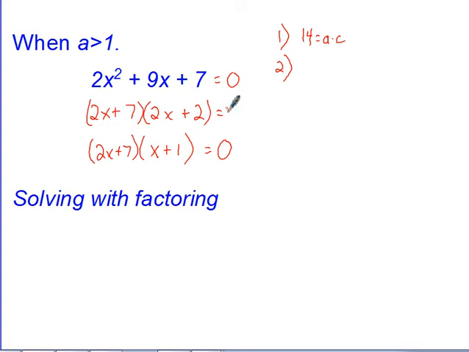So, if I tell you, hey, this is all equal to 0, I can solve that. What do I do? Now, separate them. So I have 2x plus 7 equals 0, and x plus 1 equals 0. This one's easy. X equals -1.